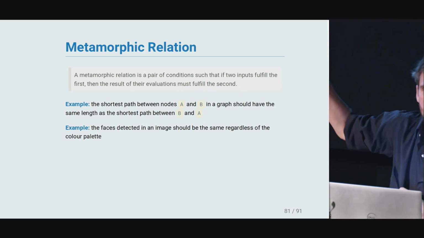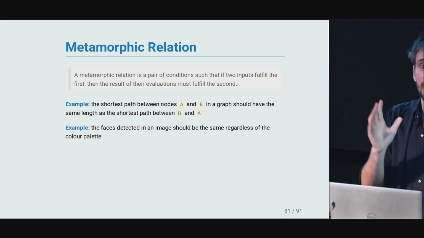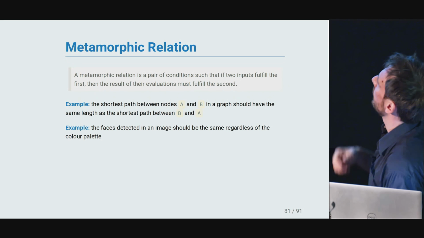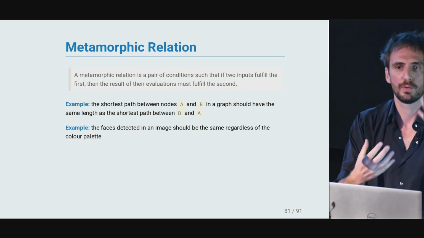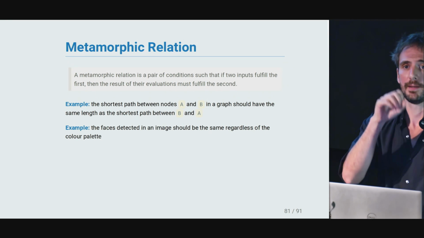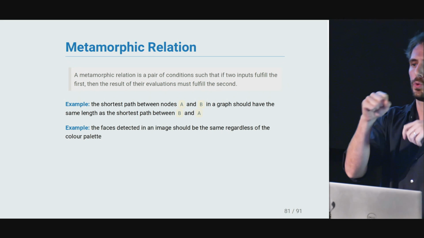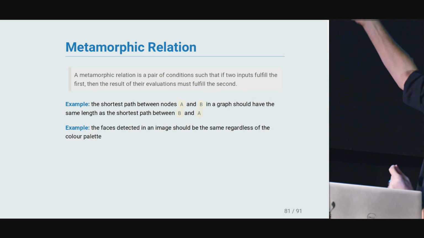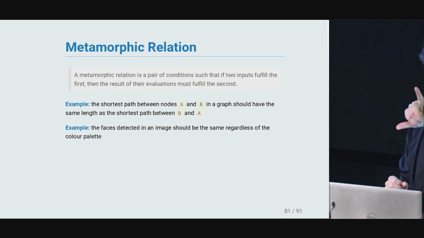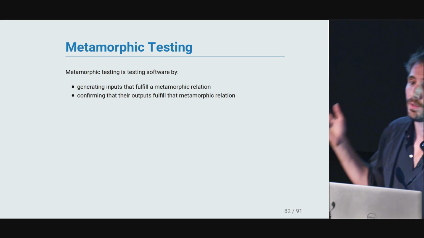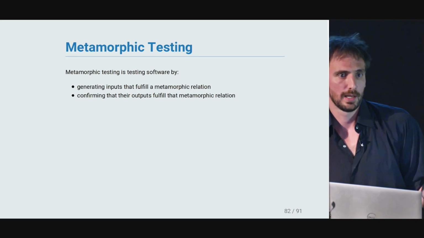A couple of examples of that just to solidify it. Well, first, what we've just seen with the faces and the bounding boxes. And another one which comes up quite a bit in the literature is if you have a graph and your problem is to find the shortest path between two nodes in the graph, then the shortest path between A and B has got to be the same length as the shortest path between B and A, provided your graph is not directed, of course. So this is a simple metamorphic property. Just flip the input A and B and make sure that you get the same length. And metamorphic testing is just that. Identify metamorphic properties about your system and turn them into tests.